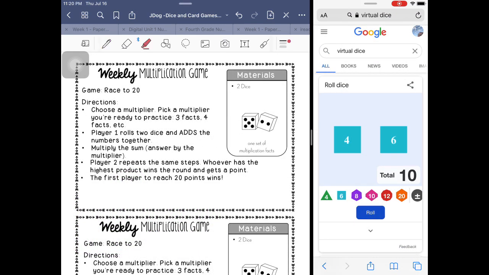Okay, here is our next one. We're going to look at Race to 20. The second game we're going to play also is a race to a number, but they're slightly different. So watch and see if you can tell the difference.